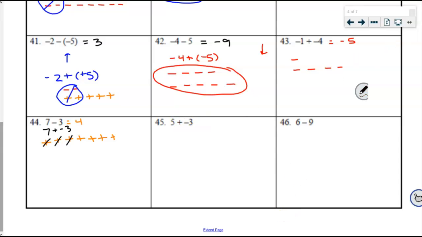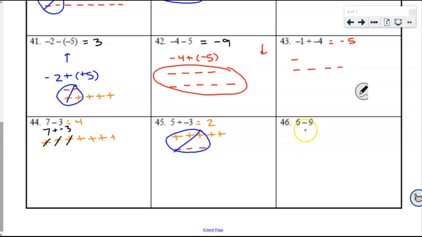5 plus a -3. This 5 represents 5 positives or 5 balloons. And to those 5 balloons, I'm going to be adding 3 rocks. So 3 negatives there. When I do that, I've created some 0 pairs, and that results in 2 balloons left or a +2. And the last one, 46.